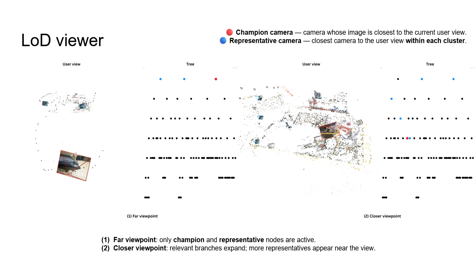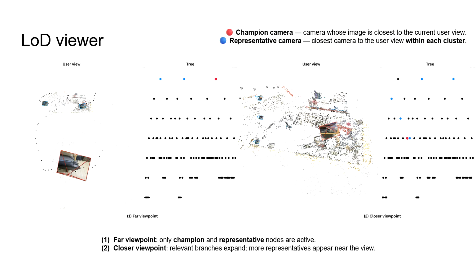Finally, we render the hierarchy in a LOD viewer that adapts to the camera's proximity to each group. When the user camera is far, the view is coarse. The champion camera, which is the closest to the currently viewed image, is highlighted in red, and each cluster shows its representative camera in blue.